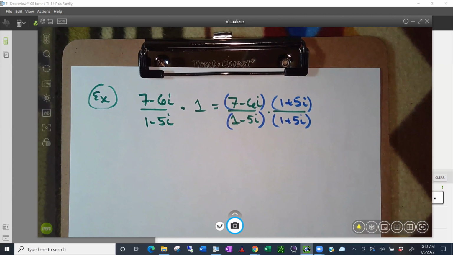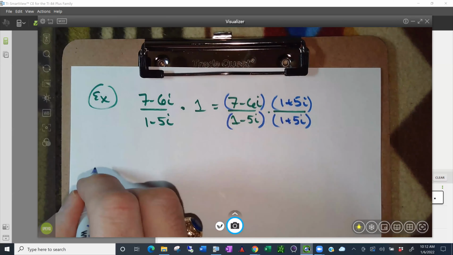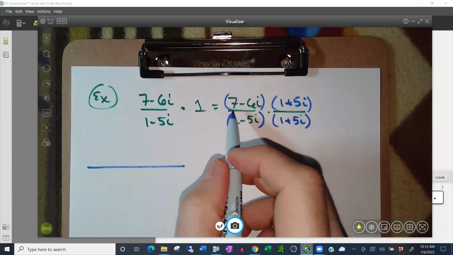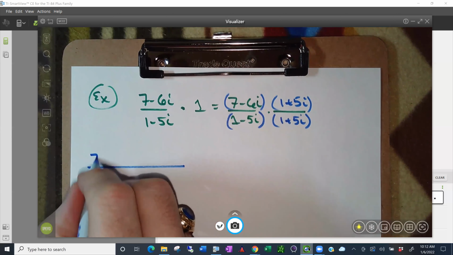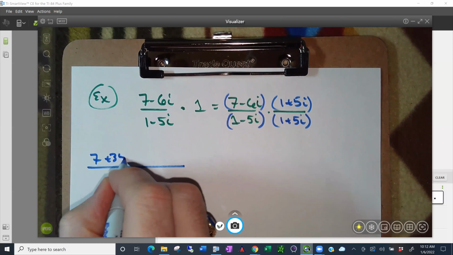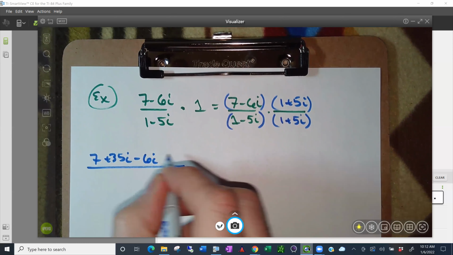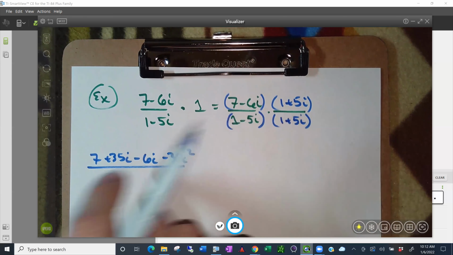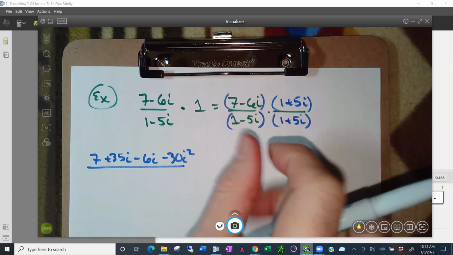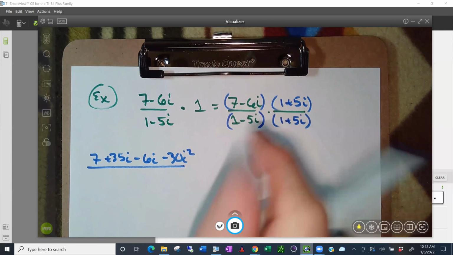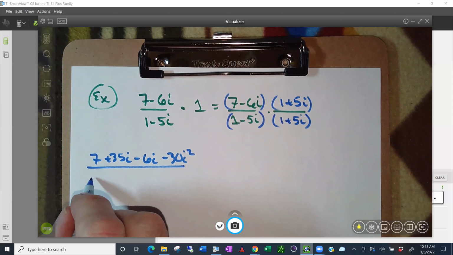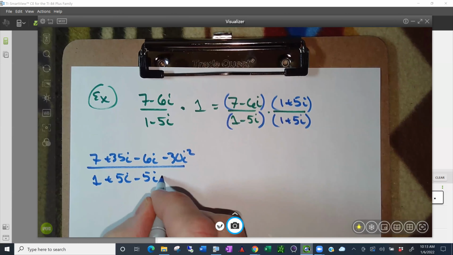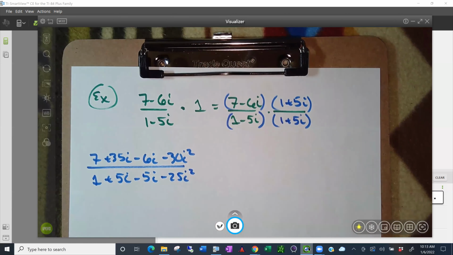All right, well done. Now in the numerator and denominator, you've got a lot of work to do because we have to FOIL it all out. So let's take a look here. That's going to be 7 plus 35i minus 6i minus 30i squared. First, outside, inside, and last. In the denominator, it's going to be 1 plus 5i minus 5i minus 25i squared.